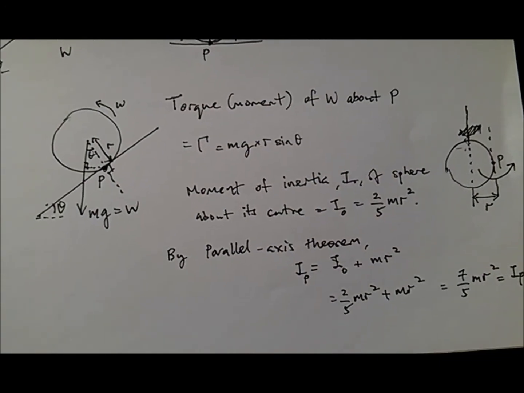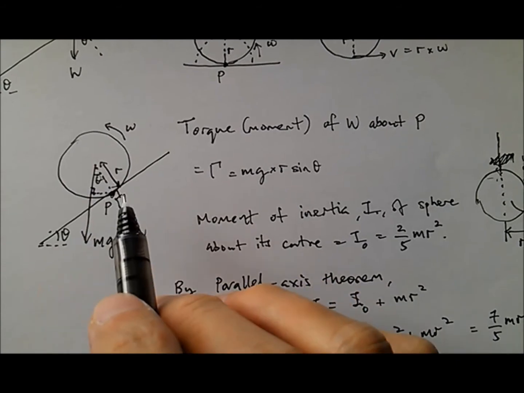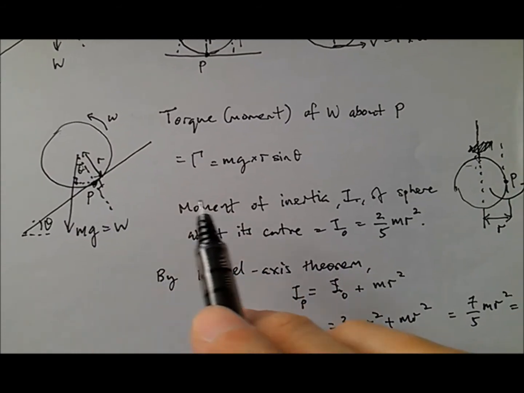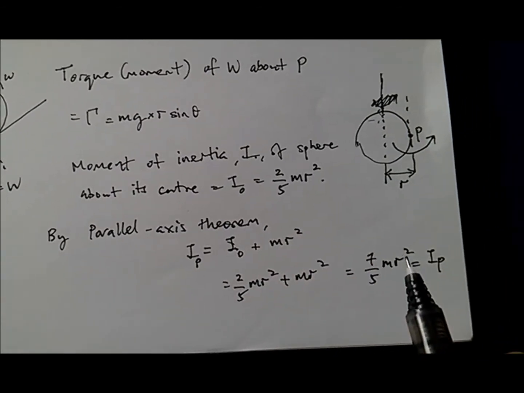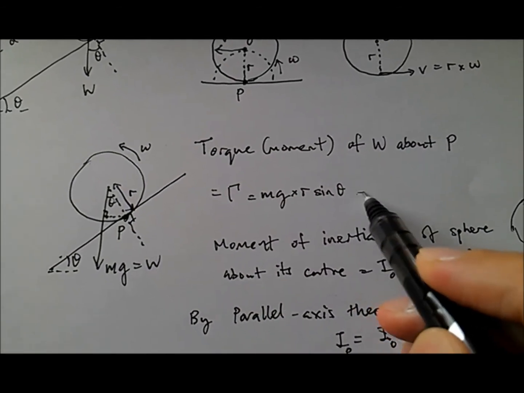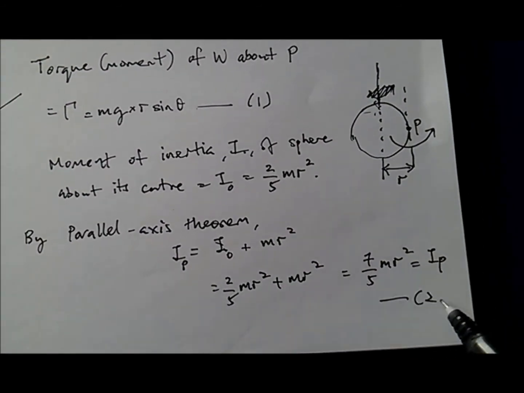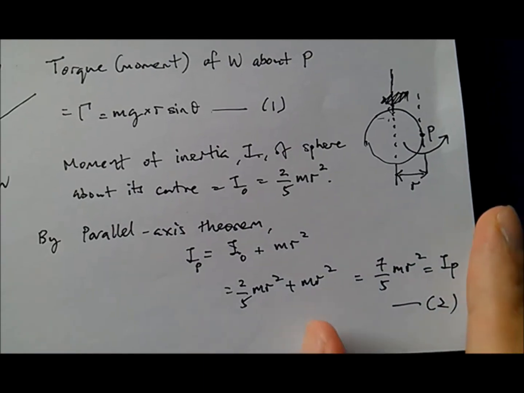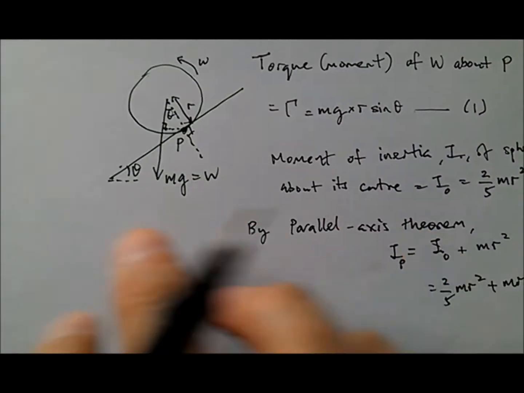At this point, we have figured out the torque acting on the sphere, causing it to rotate about point P, and we have also figured out the moment of inertia of the sphere about point P. So now we know these two facts: fact number 1 and fact number 2. Now we are going to use this to analyze the motion of the ball.